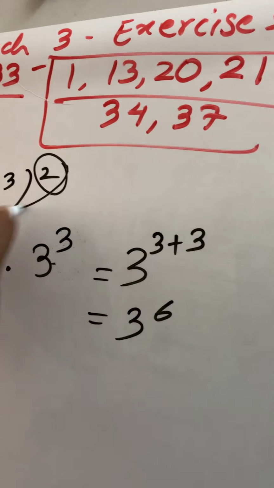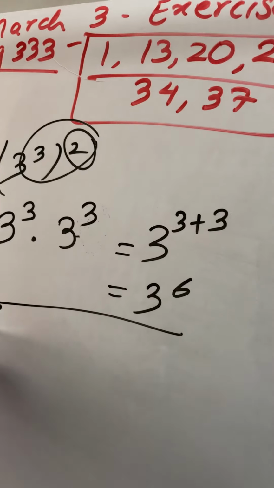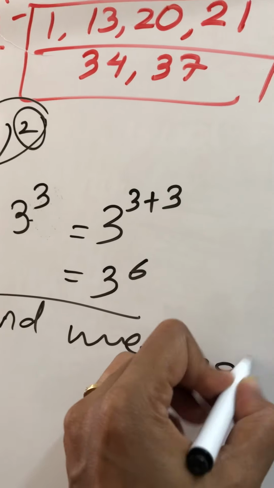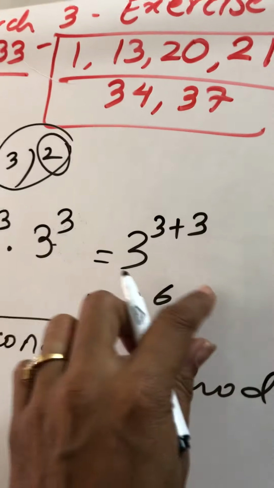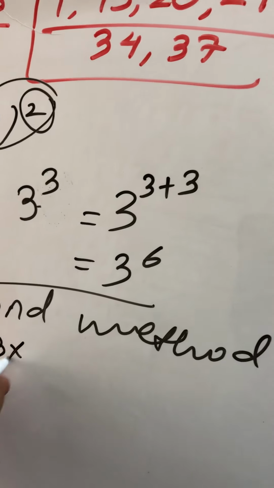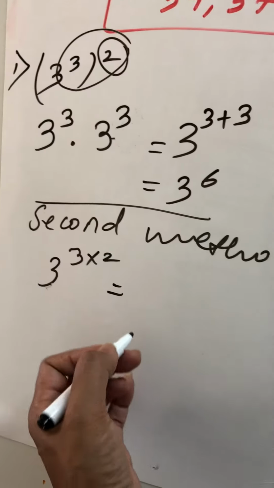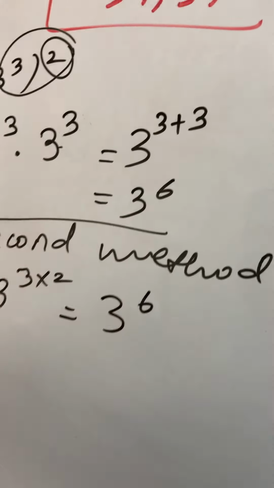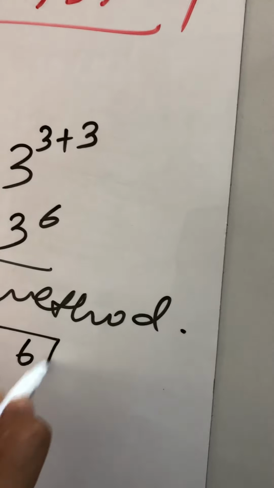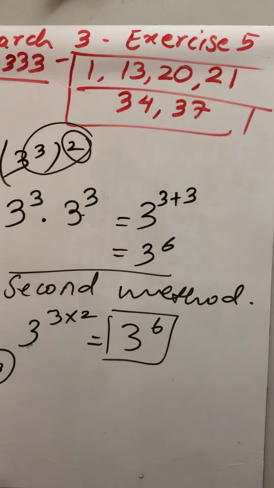Okay, the other way of doing it is I just multiply the indices directly. So the second method, which is also a simpler method: instead of splitting it like this, I just write 3 times 2 as the power, and I just get 3 raised to 6. So that's the final answer for question 1. And then we'll look at the next question.